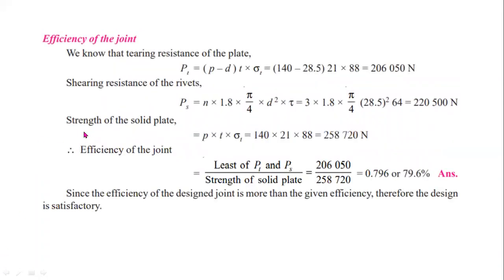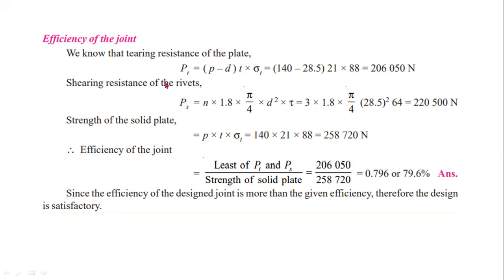Now already we know the formula for efficiency of the joint. Efficiency of the joint equals the least value of Pt, Ps and Pc. Here the value of crushing stress is not given, so I am not considering the value of Pc, that is crushing strength. We only have the details of tensile stress and shearing stress, so you have to consider the least value of Pt or Ps. Here 2,06,050 is the least value. This is the tearing strength and this is the shearing strength.